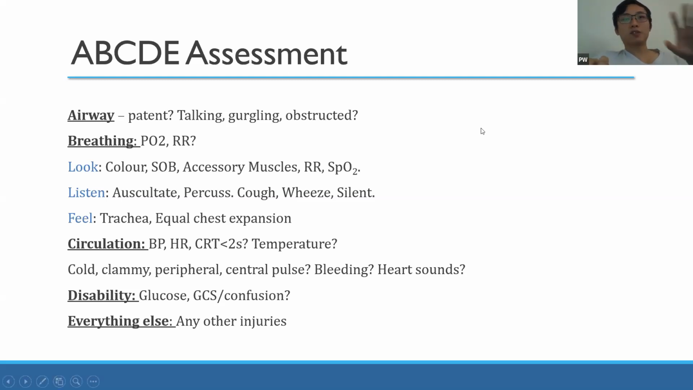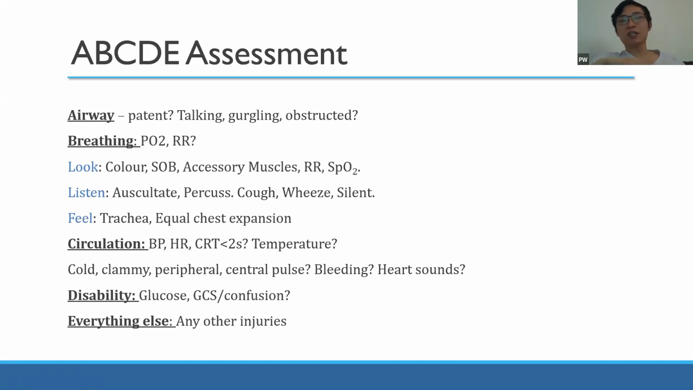In terms of their breathing, you're going to be looking at your observations. What's their oxygen sats? What's their respiratory rate? You're going to be looking at their color: if they're warm, sweaty, pink, or if they're cold, blue, cyanosed, if they appear short of breath, if they're using any accessory muscles. You're going to be auscultating, seeing if there's good air entry bilaterally, any zones where there isn't good air entry, any crackles, any crepitations.